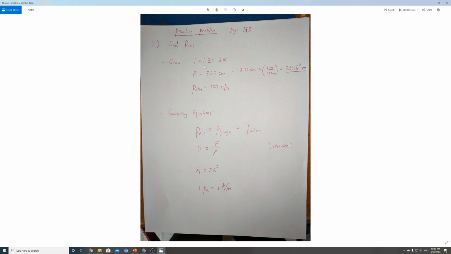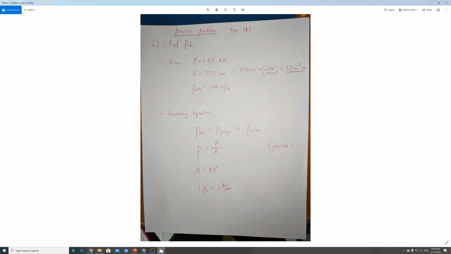We have the force, it's given as 1.20 kNewtons, and the radius. And of course, the atmospheric pressure, right? Now, one of the things we recognize is that pressure, when we're talking about Pascal, Pascal is just a Newton per meter squared. So we're going to have to be in units of newtons and meters. Or in this case, we could also work with kilonewtons.